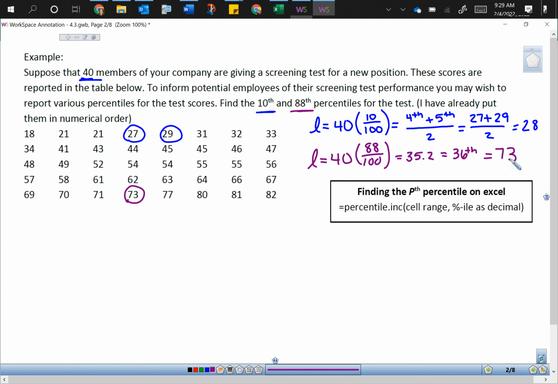Yes. So you know when you find the median and you have an even amount of terms, you have to add the 2 middle terms together and divide by 2? This is the same concept. So when you have 40 terms and you're finding the 10th percentile, you have to add the 4th and 5th term together and divide by 2. Because that's saying everything below 28 is the bottom 10th percentile.